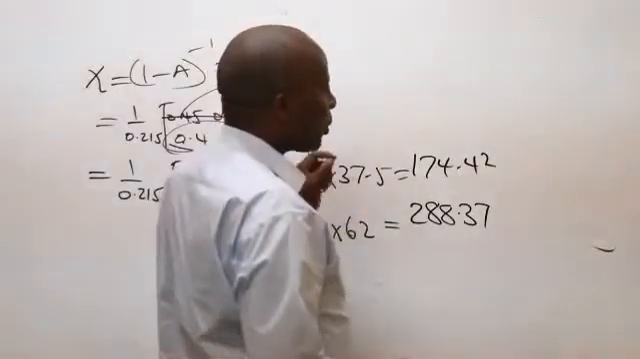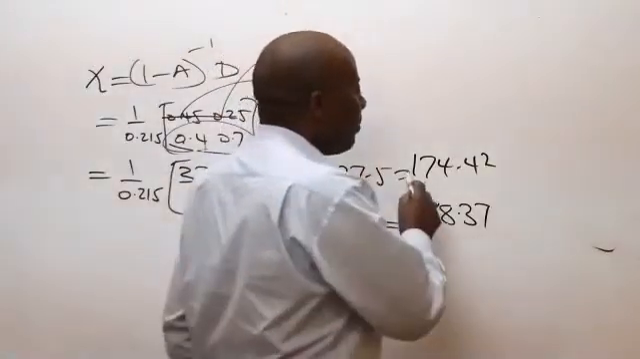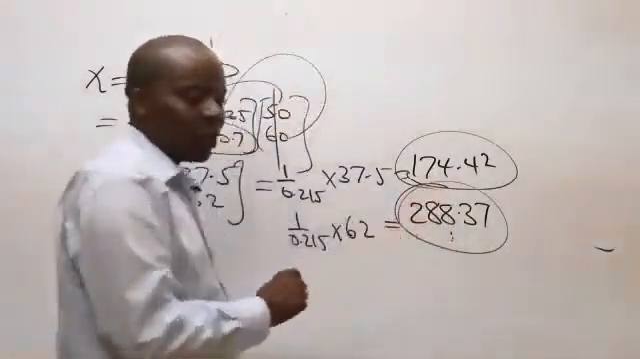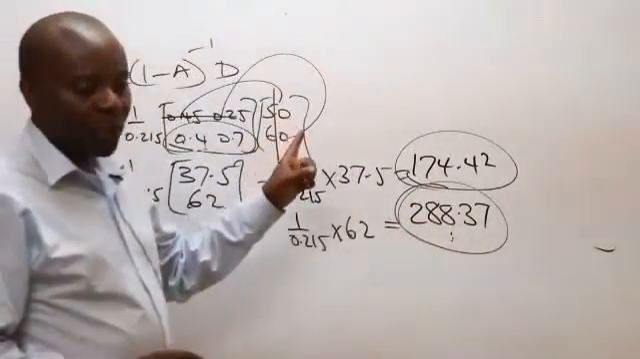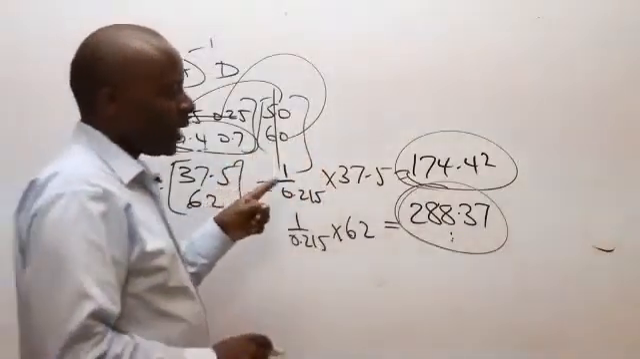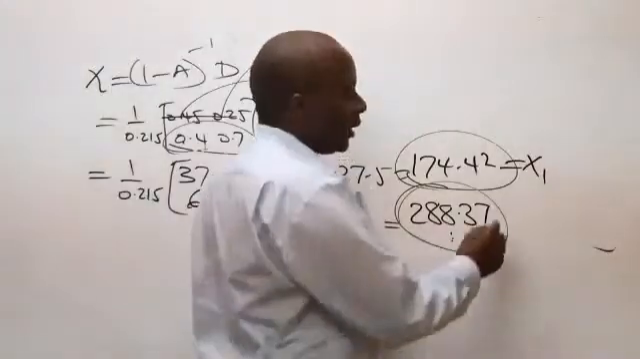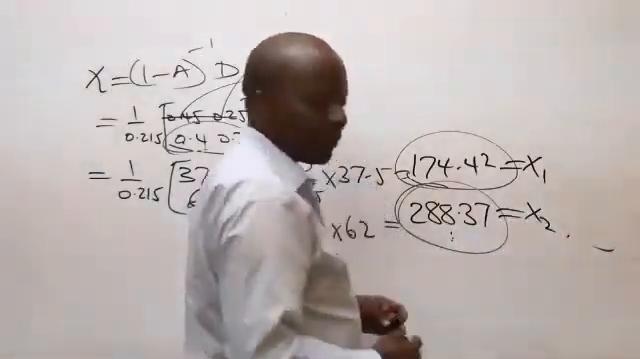So it means that for these two sectors, for them to be able to satisfy total demand, they must endeavor to produce these outputs. So these are our predicted outputs. These are our X values, and because there are two X values, this could be my X1, and this could be my X2, like that.